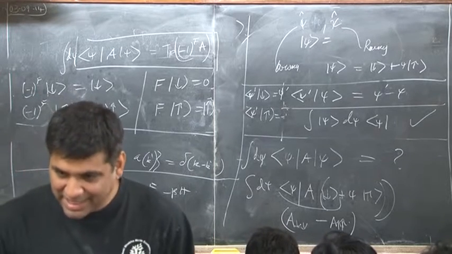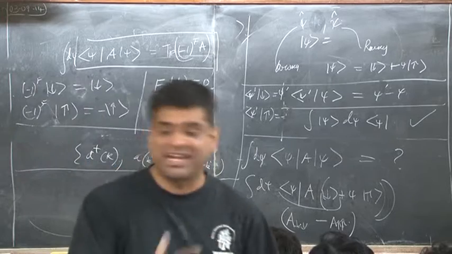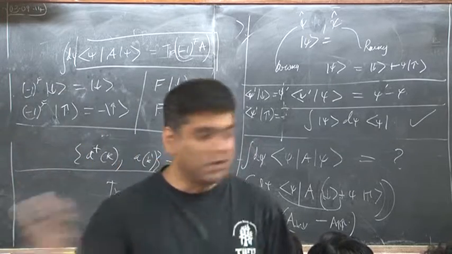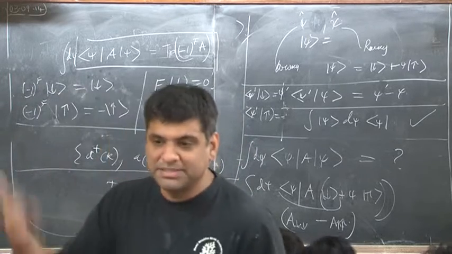Is this clear? Yes. So (-1)^F is just something that grades Hilbert space into even and odd parts and multiplies the odd parts by minus 1. Is this clear?